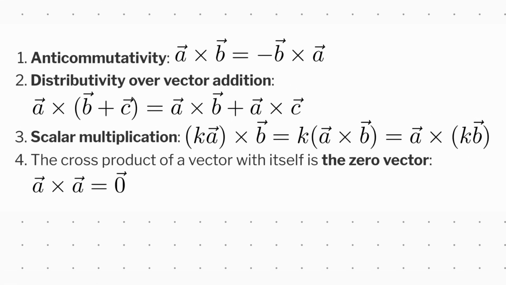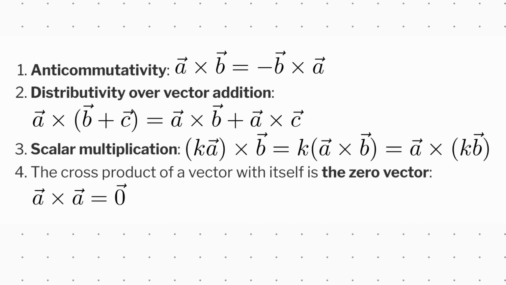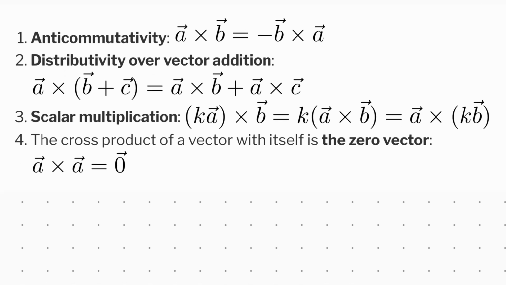Now, quickly, we'll go over some properties. So it has an anti-commutative property, the cross product does. So A cross B is actually equal to negative B cross A. There's also a distributive property where if you're adding two vectors, B plus C, and trying to take the cross product of that sum, you can do A cross B plus A cross C. So distribute it in.